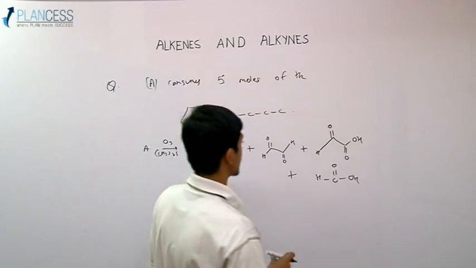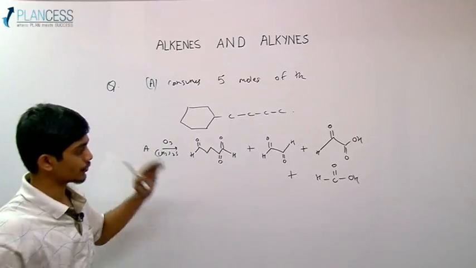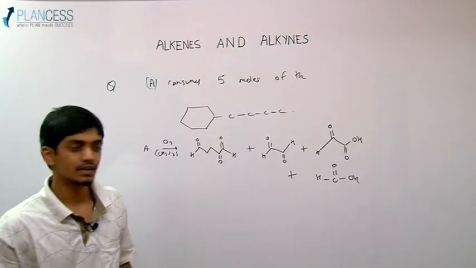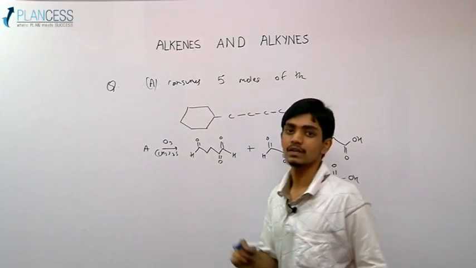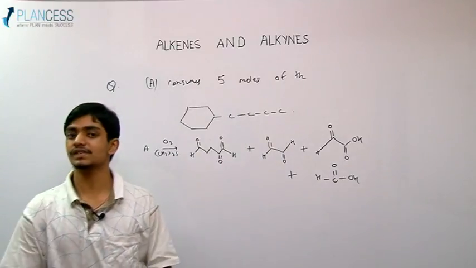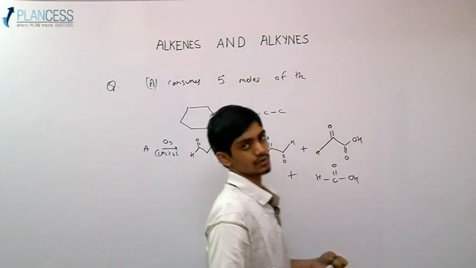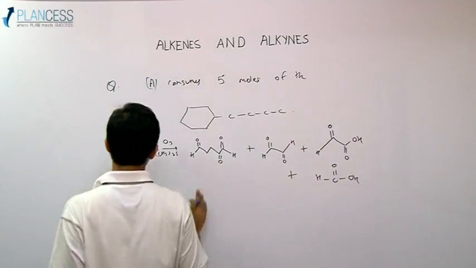So let us start our analysis. First of all, if you observe, we are getting a carboxylic acid, and if we get a carboxylic acid in ozonolysis of any compound, that must be alkynes, because that cannot be alkenes. Alkenes we will get only aldehydes and ketones alone. We do not get carboxylic acids, we get that only in alkynes.